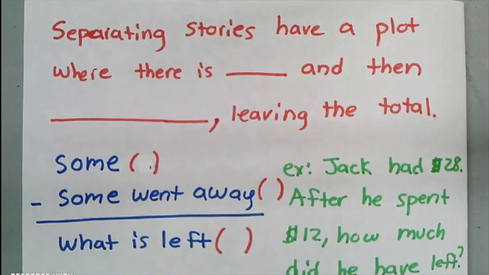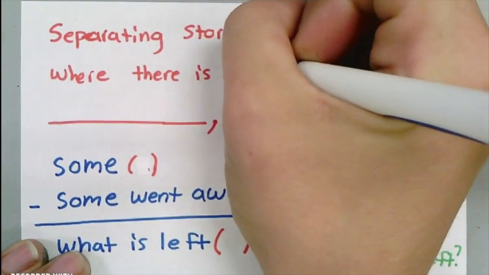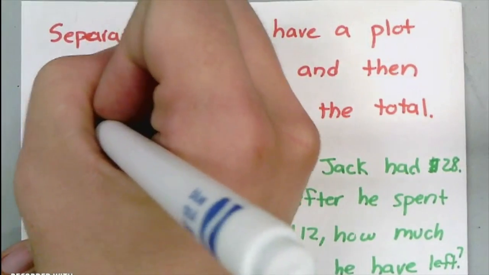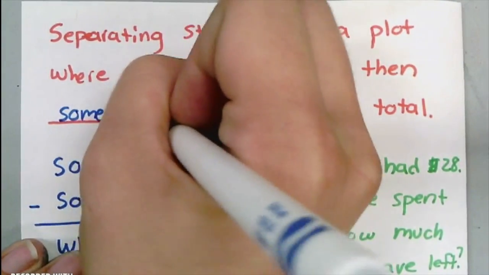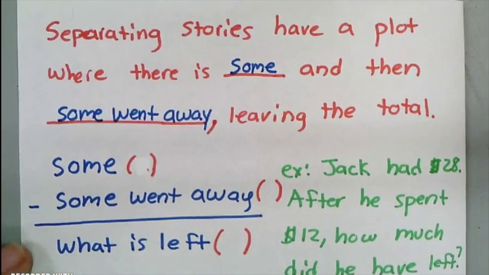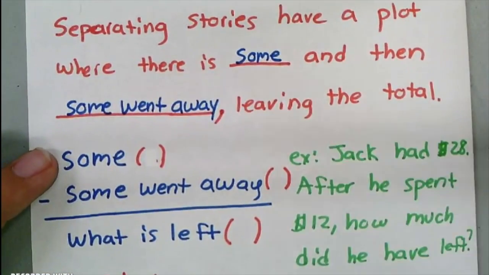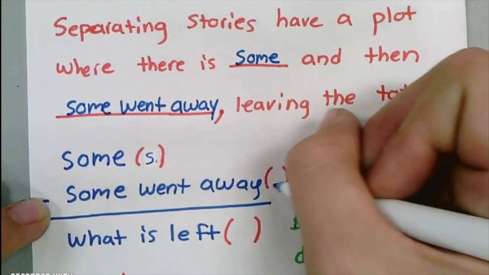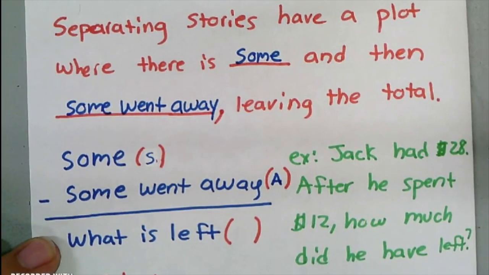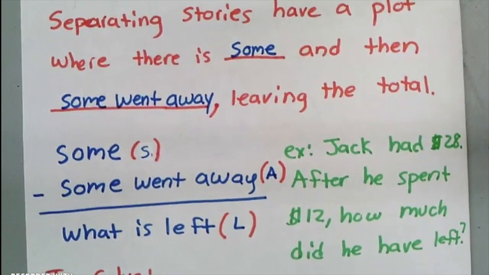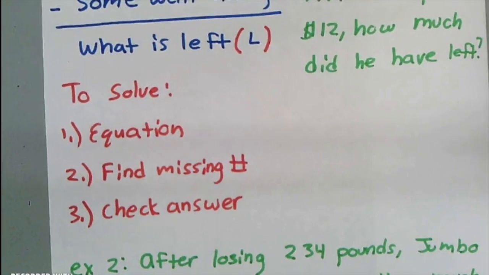All right, the second type of story can be a separating story. In a separating story, there is a plot where there is some, and then some went away, leaving the total. For our equation, we're going to represent the sum with an S, the sum that went away with an A, and what is left with an L. We're going to solve it using the same steps: equation, find missing number, check answer.